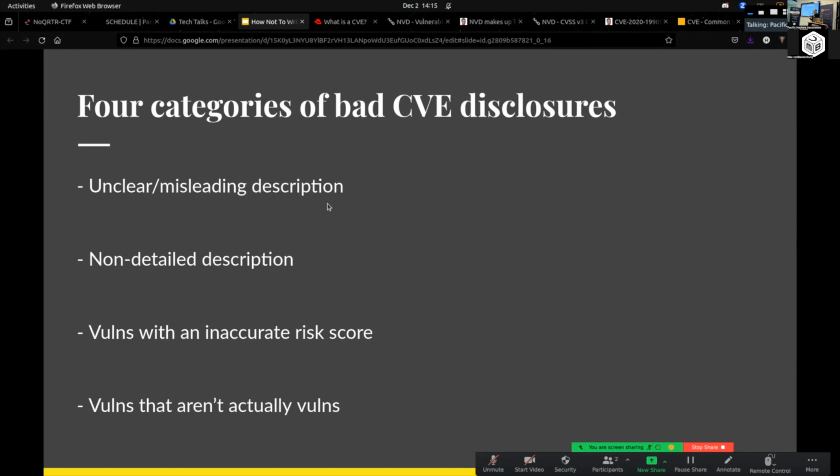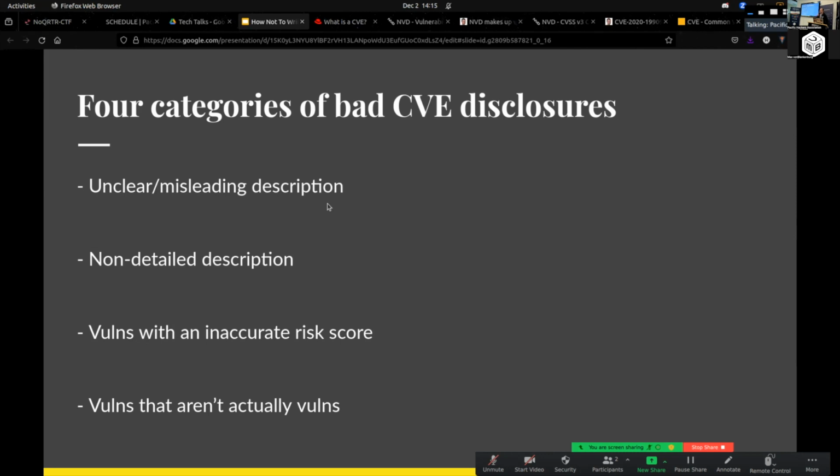There are vulnerabilities with an inaccurate risk score. Someone can say it's really dangerous and it's actually maybe possibly dangerous. And the last one is the worst one. It's my favorite one because it's the worst one. It's vulnerabilities that aren't actually vulnerabilities. I'll explain that a little more later. And for each category, I'll give you a good example to set the baseline, and then we'll get into the dirt.